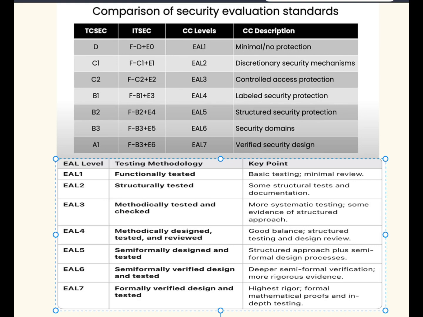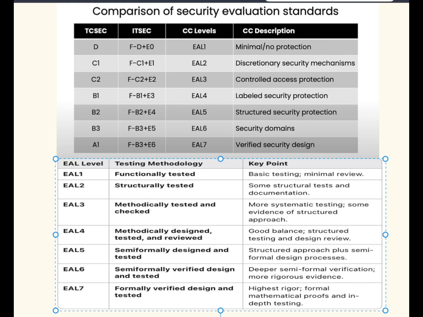Why does it matter? Many governments and regulated industries, for example finance and healthcare, require CC certification for products they buy. It proves your product security features have been tested independently, and helps you compete internationally. CC, if I'm not mistaken, is recognized in 31 plus countries.